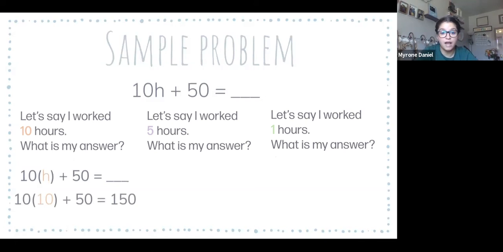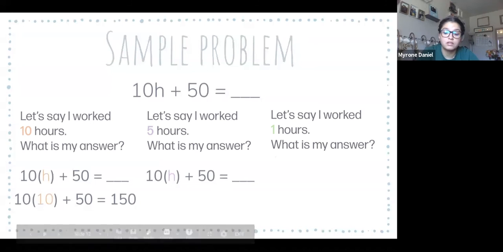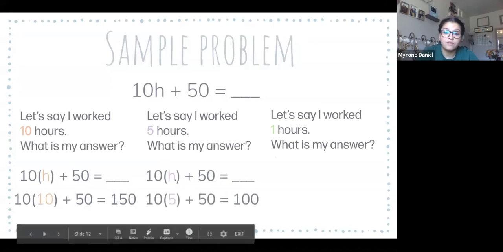So let's say I worked 5 hours another day. What would that be? Well, we're going to rewrite our expression, 10 times H plus 50. Our H is the number of hours we worked, and that day we worked 5 hours. So we input that in for H, and 10 times 5 plus 50. 10 times 5 is 50, plus 50 is 100.